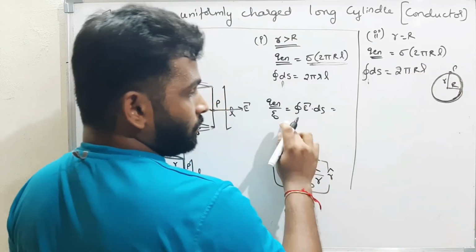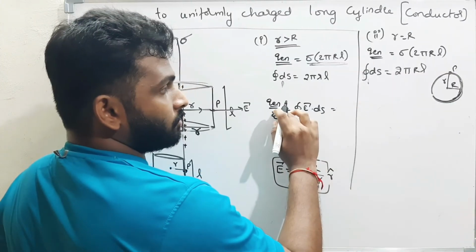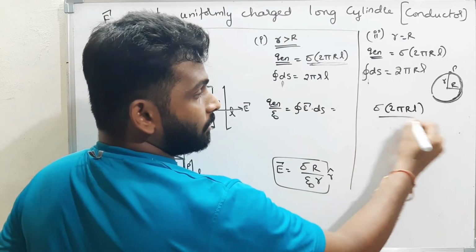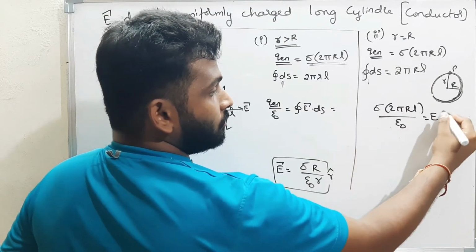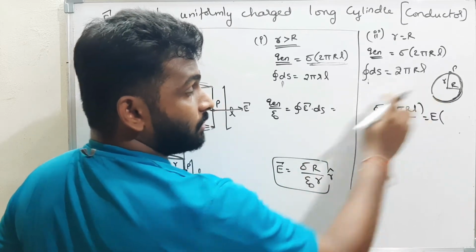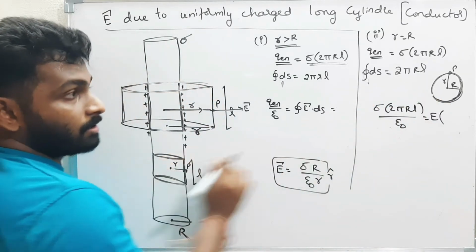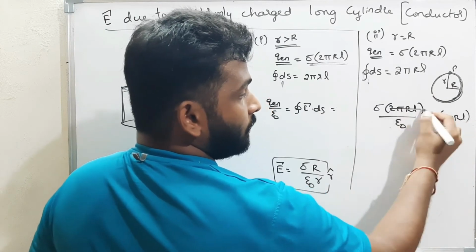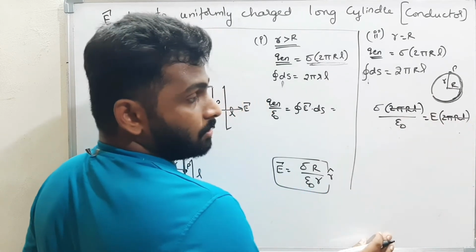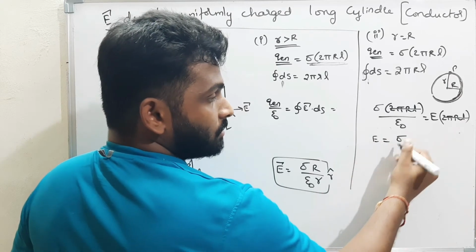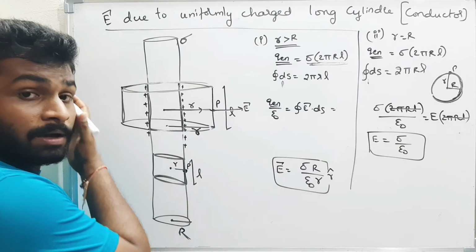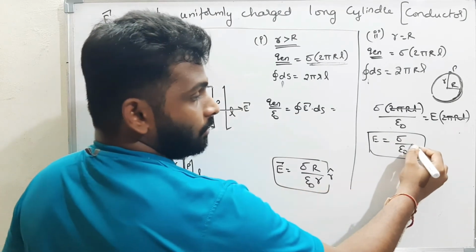If I use the formula, what is Q enclosed? It is sigma into 2 pi capital R into L, divided by epsilon naught, which must be equal to E into the Gaussian surface area. The Gaussian surface area is nothing but 2 pi capital R into L. Therefore 2 pi capital R L and 2 pi capital R L cancel off. What is remaining? The electric field is sigma by epsilon naught. Sigma by epsilon naught. Okay.